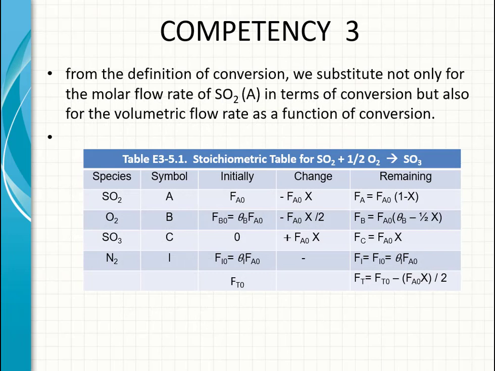From the definition of conversion, we substitute not only for the molar flow rate of SO2, in this case A, in terms of conversion, but also for the volumetric flow rate as a function of conversion. And that's something that we are going to see here. So here we have the stoichiometric table for SO2 plus half of oxygen going to SO3. We have the species in the first column, SO2, oxygen, SO3, and nitrogen, with the symbols A, B, C, and I for each of them.